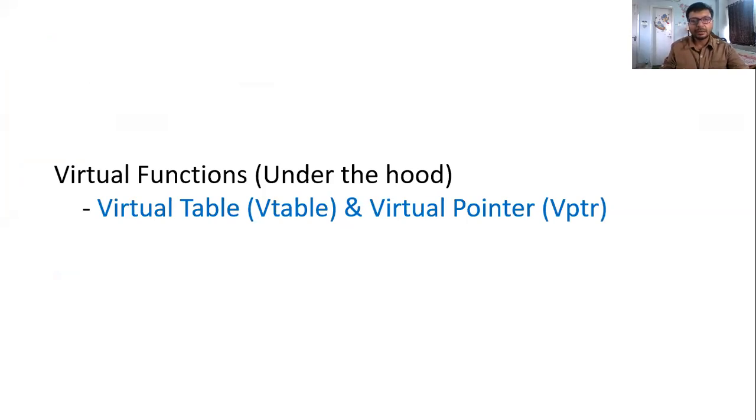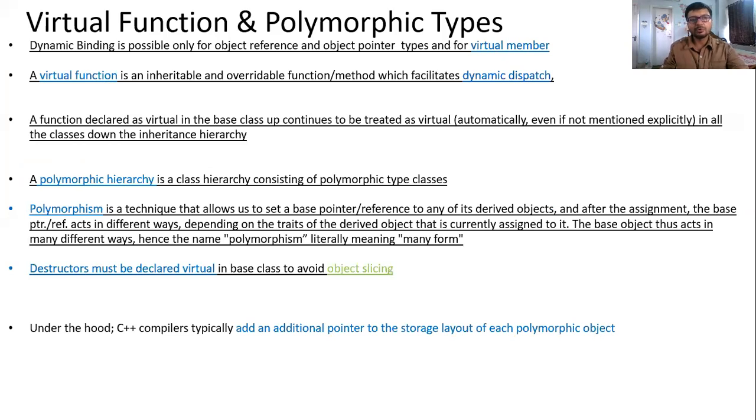Before doing that, just a couple of minutes of what we did in our last class. We talked about virtual function and polymorphic types. Any class that is having at least one virtual function will be called a polymorphic type class. And if you use virtual function within a class, in that case, if we try to invoke that function using a pointer or a reference to that object, then it will trigger dynamic dispatch or dynamic binding. And in case we have got such classes in a hierarchy, we call it a polymorphic hierarchy.